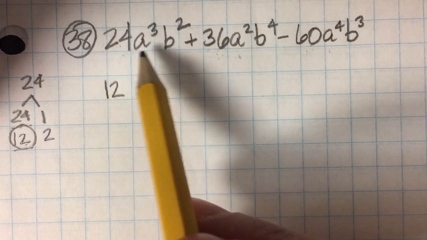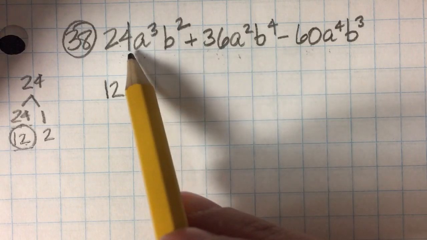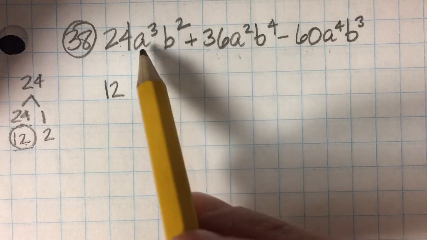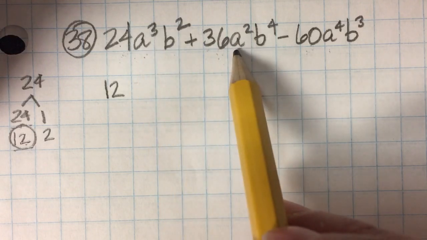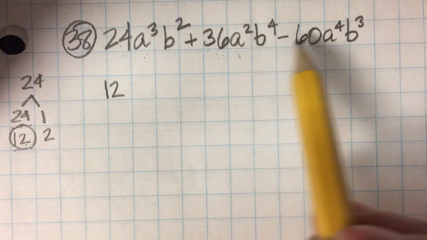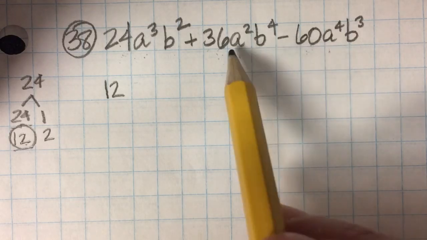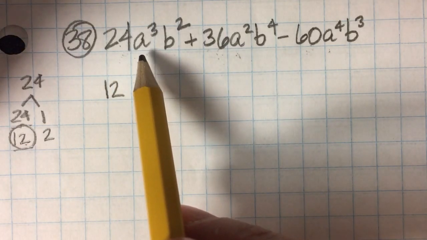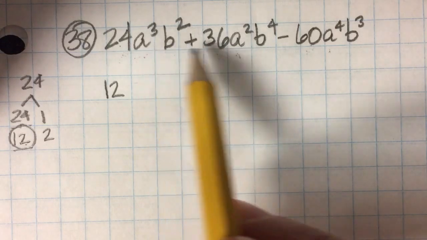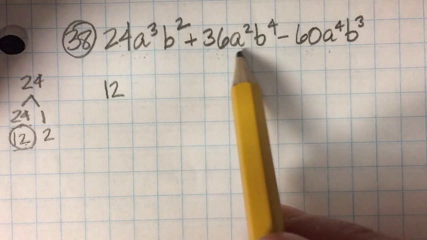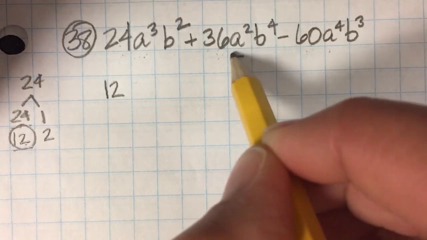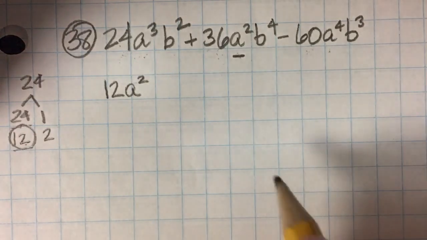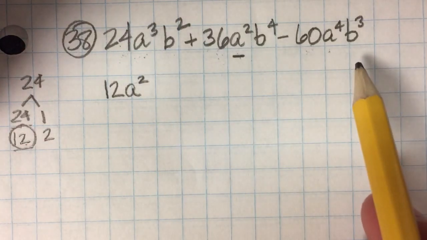Remember, the greatest common factor is the greatest factor that is present and common in all terms. We can't take out an A cubed because there aren't 3 A's for this term. We can't take out A to the 4th because there aren't 4 A's here and there aren't 4 A's here. You can only factor out the smallest amount that goes into each term, or the largest amount that goes into each term. This, for us, is going to be an A squared. So I'm going to take an A squared out of all three terms.